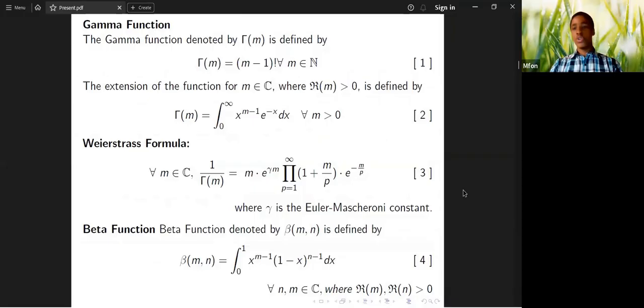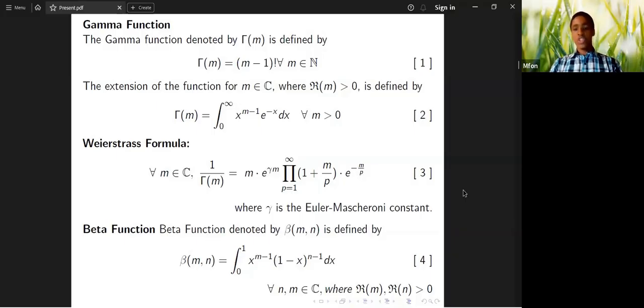Another way we can describe the gamma function for complex numbers is through the Weierstrass product theorem. This can be seen as follows: 1 over gamma of m is equal to m times e to the lowercase gamma m, times the product from p equals 1 to infinity of 1 plus m over p, times e to the power of minus m over p. Here, the lowercase gamma is the Euler-Mascheroni constant. This helps us to shift the starting point of the gamma function to accommodate more values of the function.